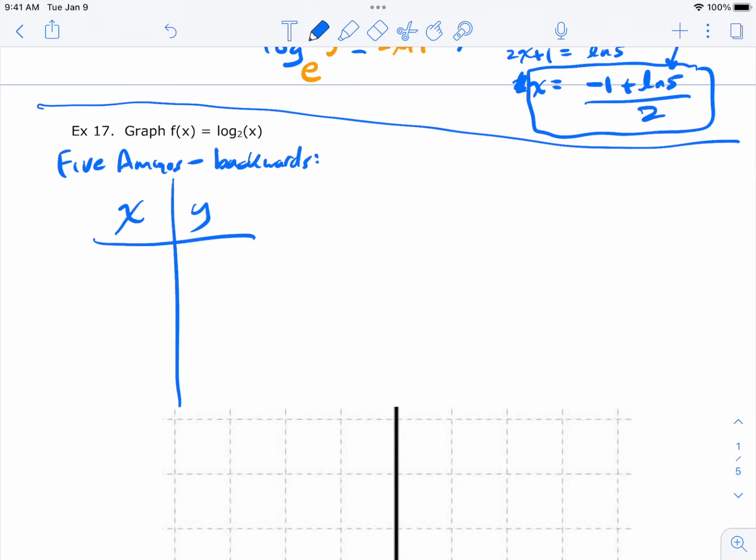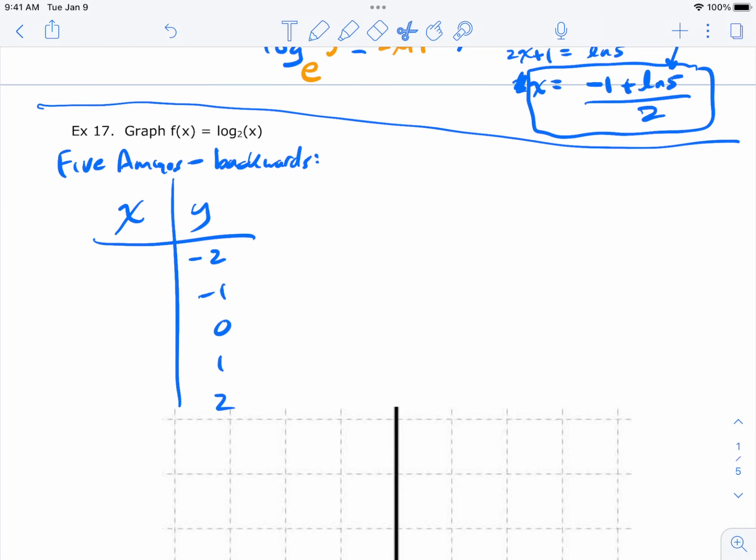So remember when we were doing exponential functions, we said, just plug in x equals -2, -1, 0, 1, and 2, right? That worked pretty good for exponential functions. It doesn't work so good here. How am I supposed to find the log base 2 of -2? 2 to what power is -2? You'd be forced to hit the button on your calculator, get a crummy decimal. That's no good. So what we do instead is we do it backwards.